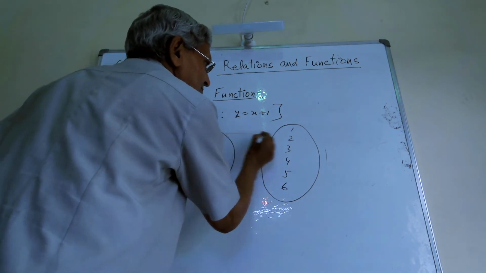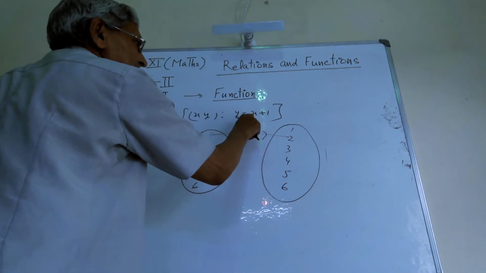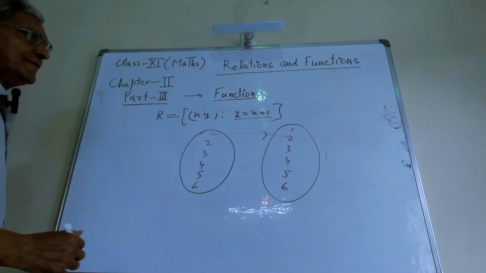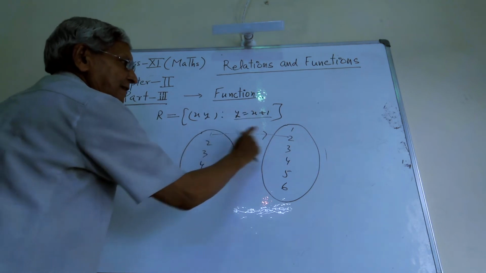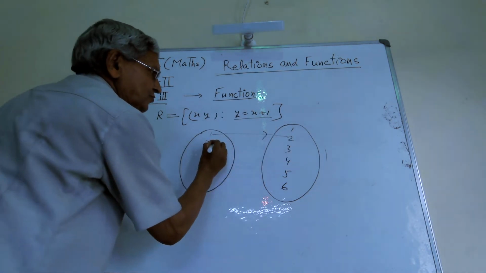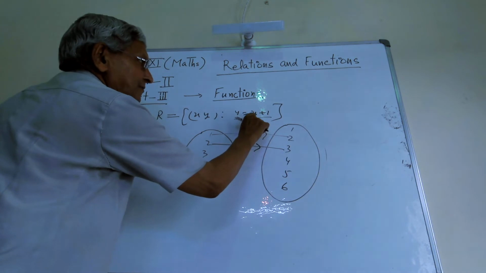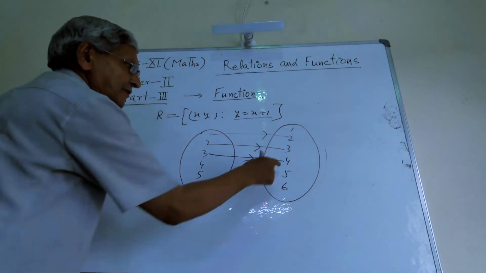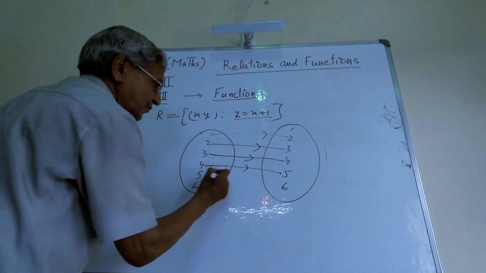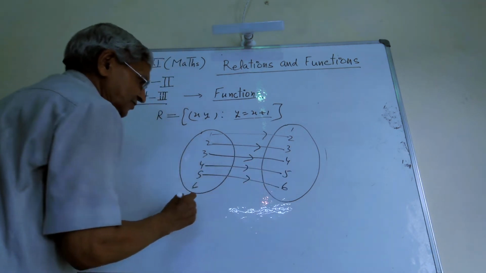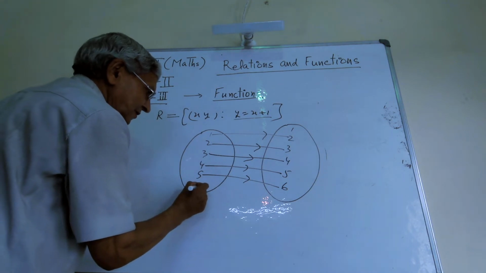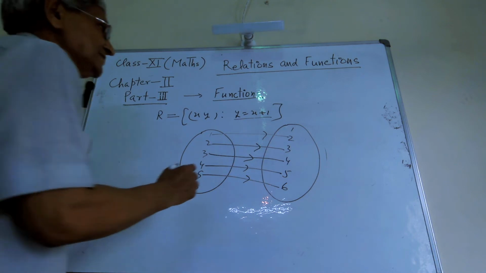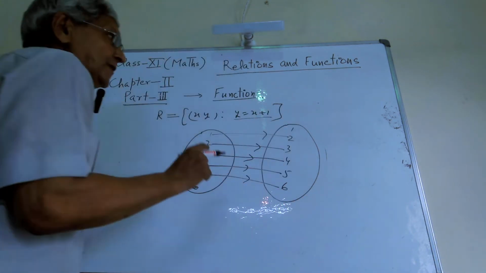1 has image 2. Here x is 1 and y is 2. Check this relation. If x is 1, y is 2. x is 2, y is 3. And x is 3, y is 4. And x is 4, y is 5. And x is 5, y is 6. And this 6 remains without image. This was the example I gave in the second part.